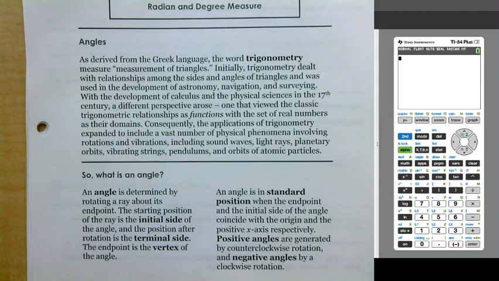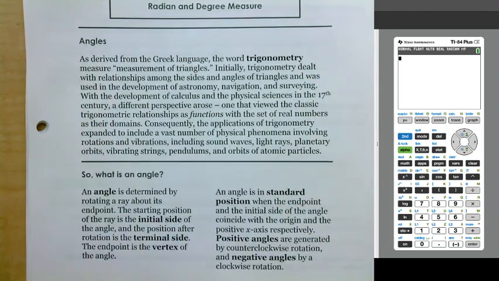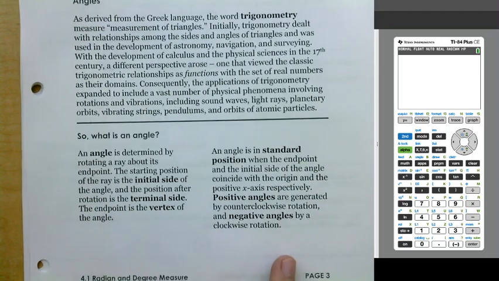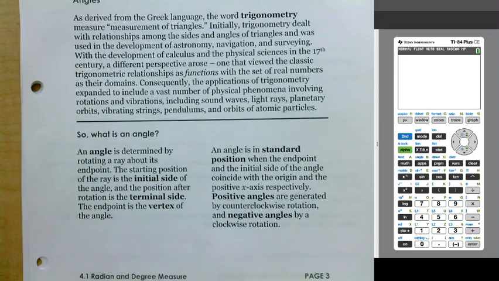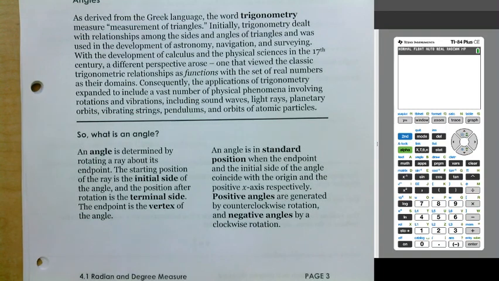We got a little bit of history. You can feel free to read through that on your own about what trigonometry is and where it comes from. But what we're going to focus on today is what angles are, how to plot them in standard position, and all that stuff. So first, an angle is determined by rotating a ray about its endpoint.